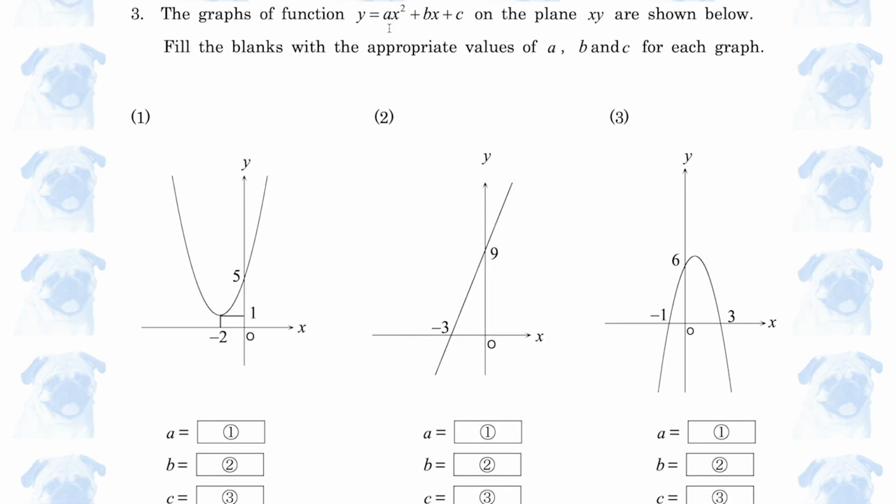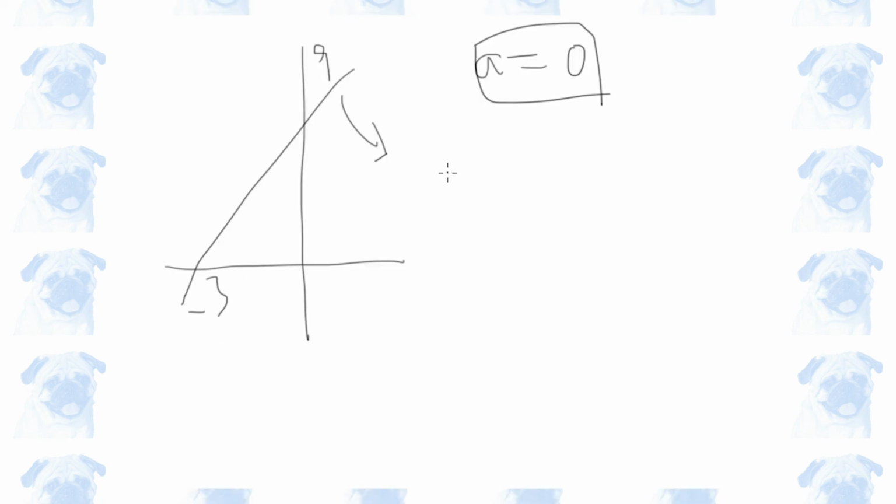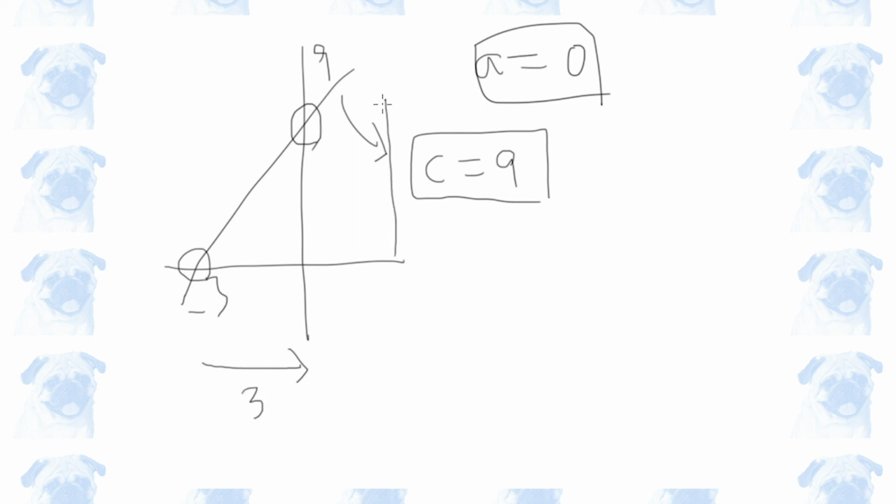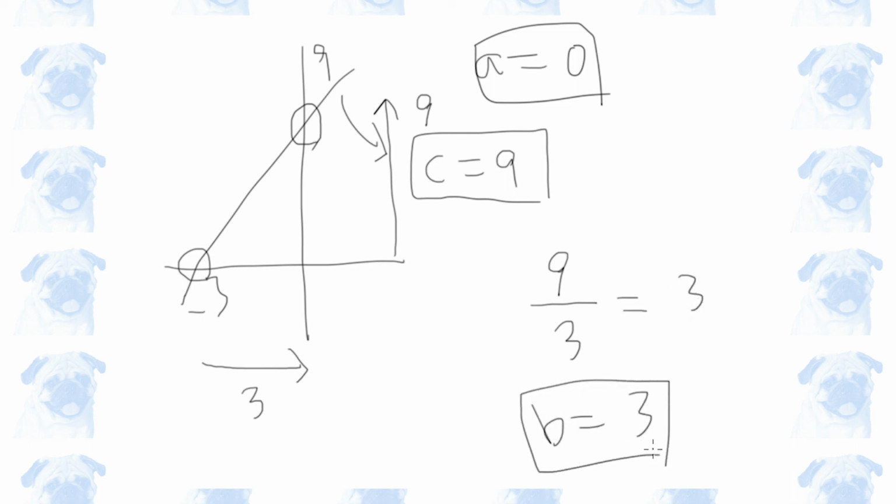Number 2, because we have a straight line, we know that a must be 0, and based on the y-intercept, we know that c is equal to 9. To go from here to here, we are going 3 steps to the right and 9 steps upwards. So the slope is 9 over 3, which is equal to 3. So b must be 3.